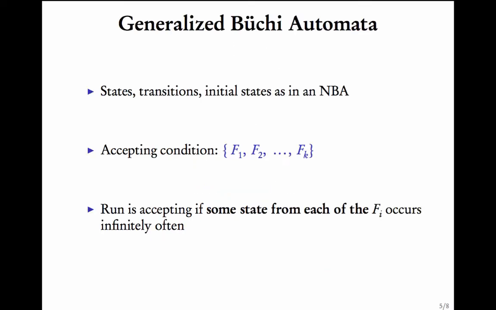This is what a generalized Büchi automaton is. It just modifies the accepting condition to write properties in a more convenient manner. The question is, by doing this, can we accept languages that a normal Büchi automaton cannot? Let us see.